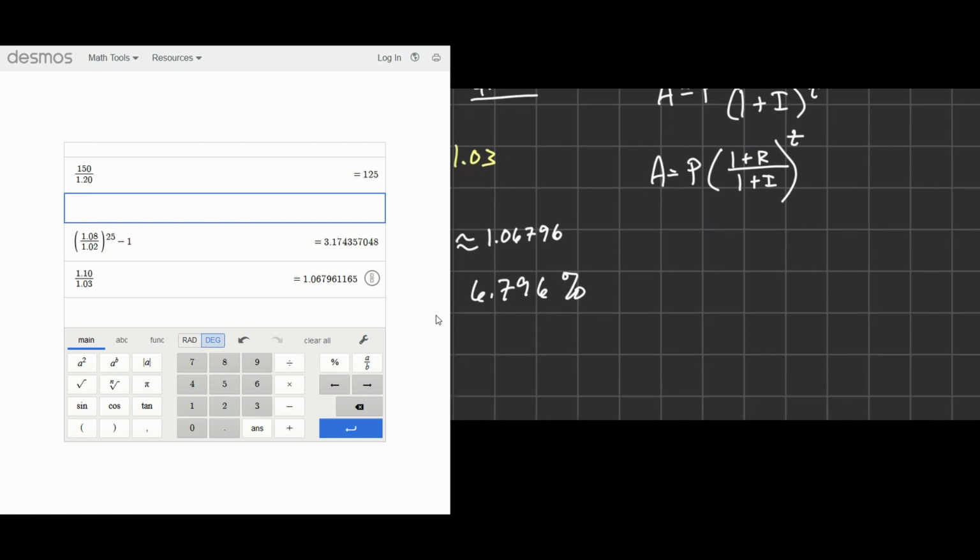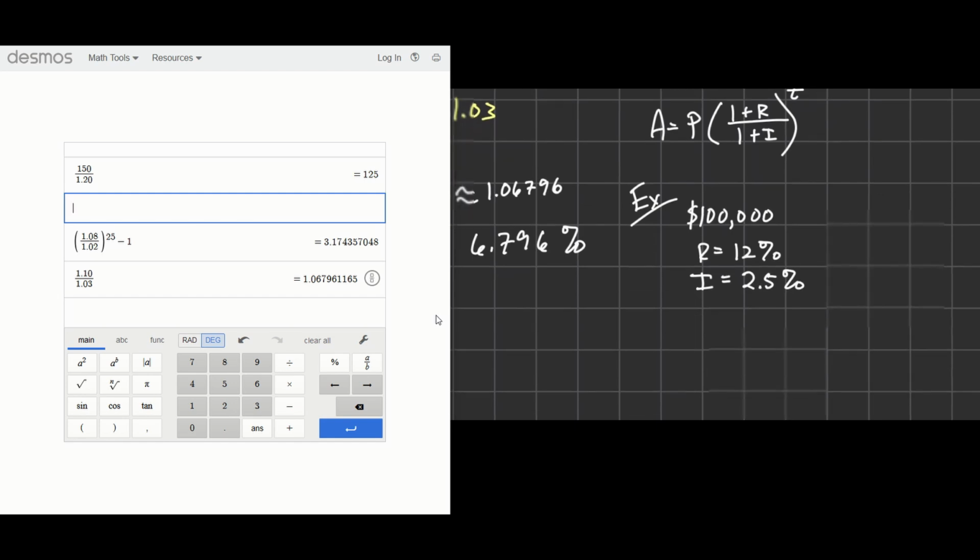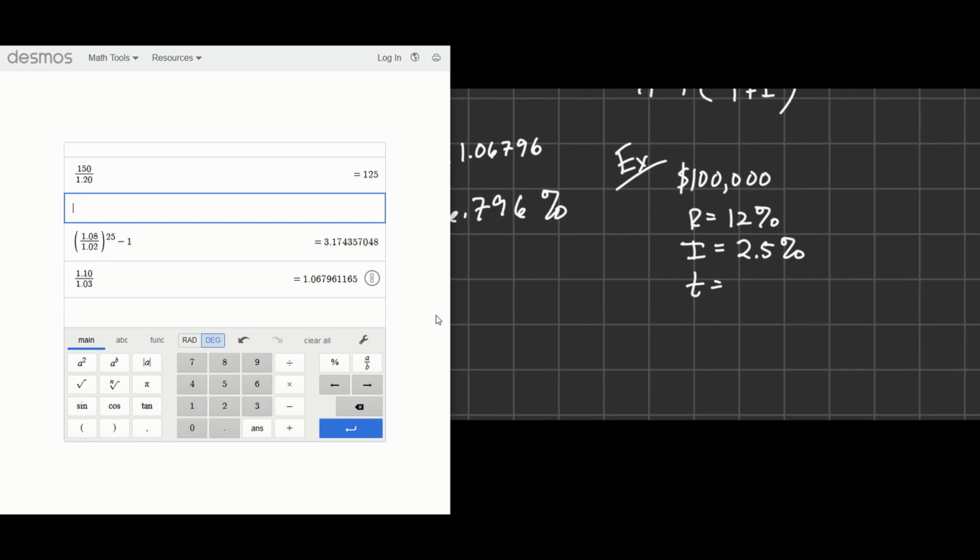All right, so a quick example would be, say you have $100,000 and we're going to have a growth rate. Say that we have a growth rate of 8%. Let's make it maybe 12% just for fun. And you're going to factor inflation into it. So we're going to say that inflation is maybe 2.5%. Put in whatever you feel is appropriate. And we're going to let it sit for 10 years.